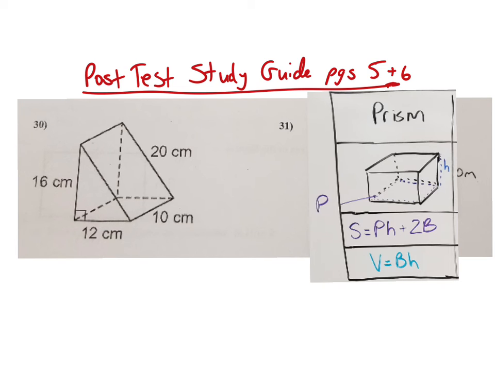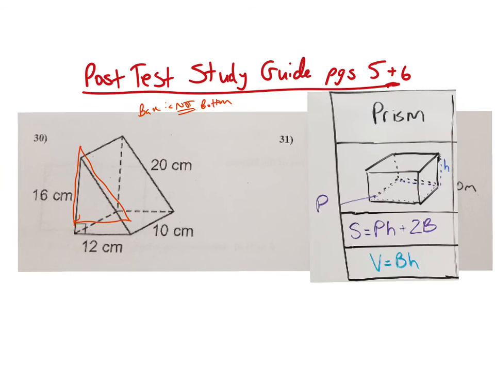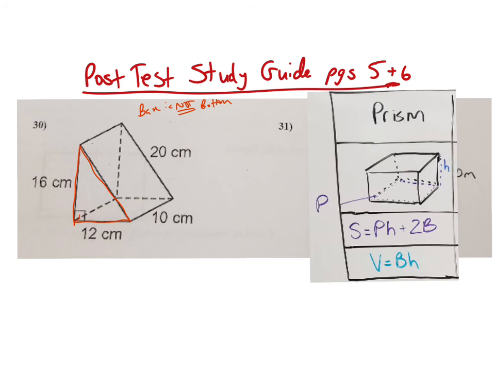Okay? Now, the important part to understand is that this is going to be the base. The base is not the bottom. With a prism, the base is connected by rectangles, so all the rectangles of this one are not the base. This is the base, so the triangle is the base. All right, so I'm going to do surface area first.